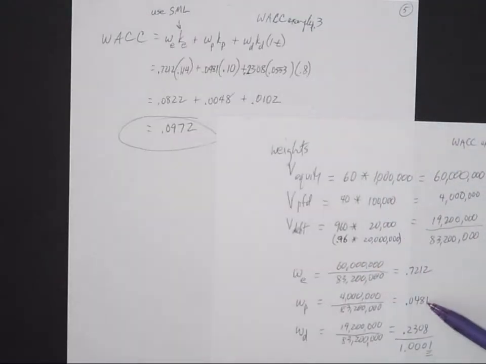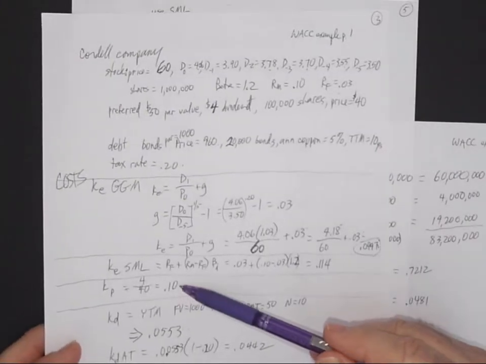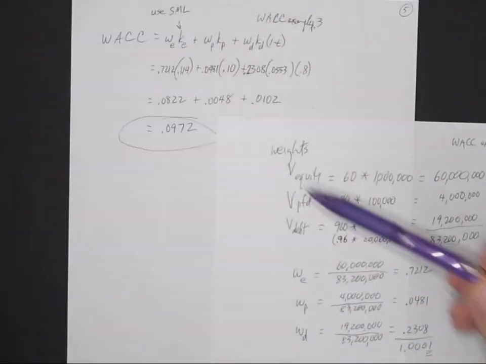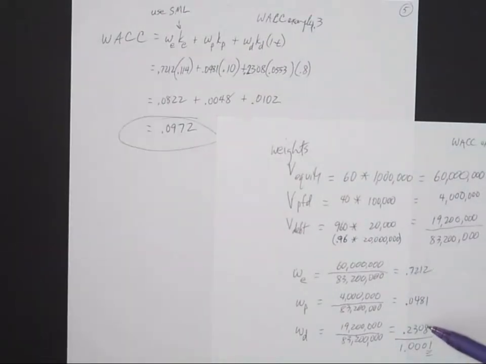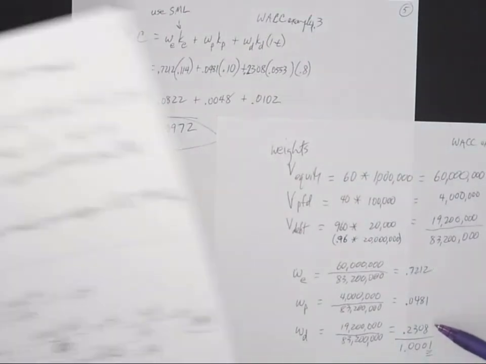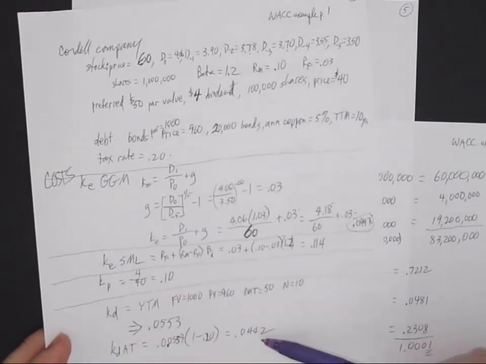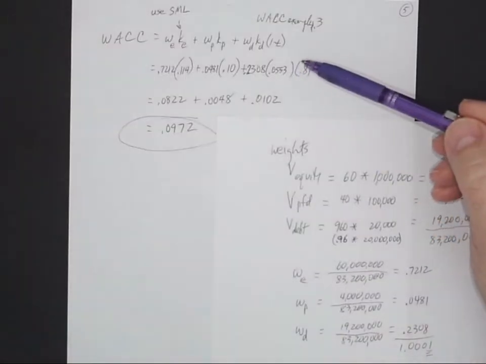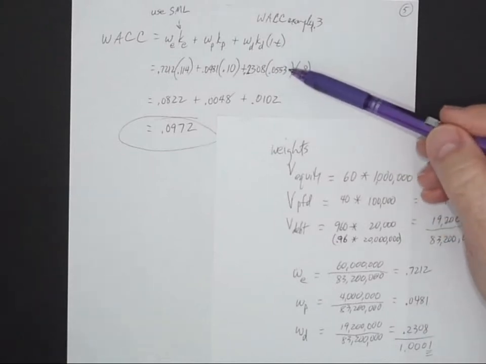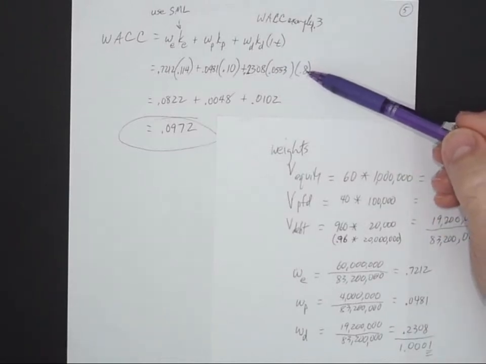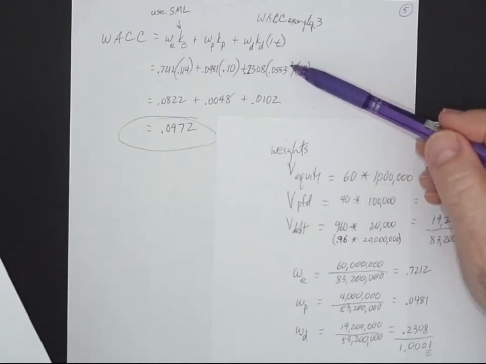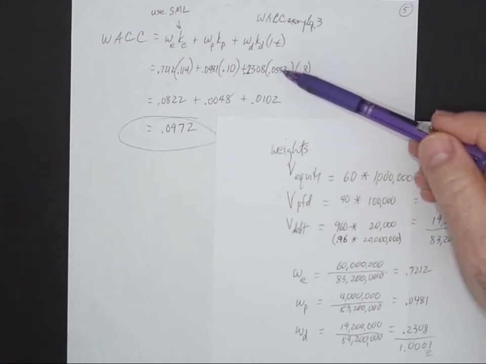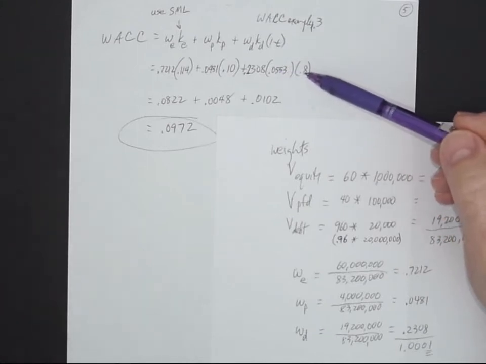Preferred has a weight of 0.0481, and it had a cost of 10%. So 0.0481 times 10%. And then debt. Debt is 23.08%, and the cost after tax of debt is 4.42%. Here I've shown the cost of debt pre-tax, and then I've multiplied by 0.8, so you don't see the 0.442 version, but you know what's going on here. It's the pre-tax times 1 minus the tax rate.